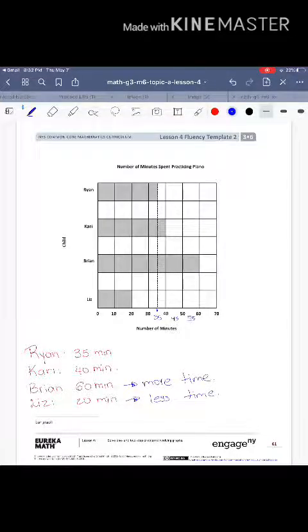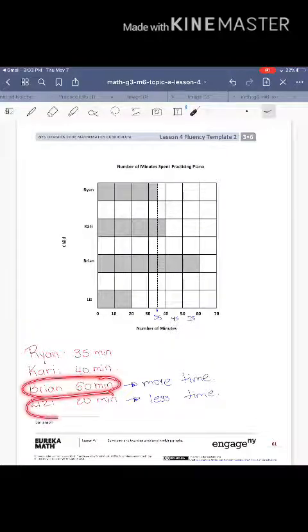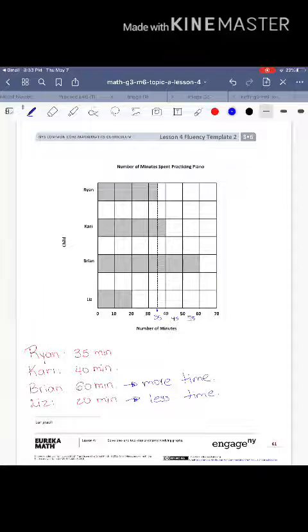Okay. Another question that maybe we can get out of this problem is, how much more time has Brian practiced than Liz? What would I have to do? So if Brian has practiced 60 and Liz has practiced 20, I just subtract, and my answer right here is 40. So Brian has been practicing 40 minutes more than Liz, and that will be my answer, right?